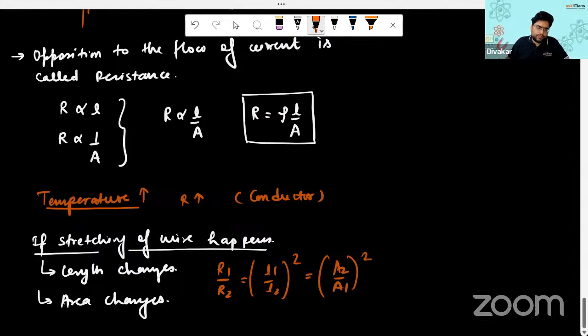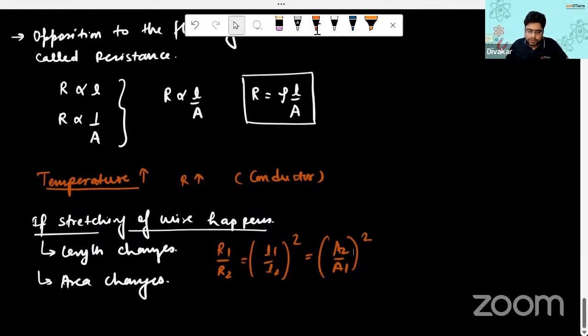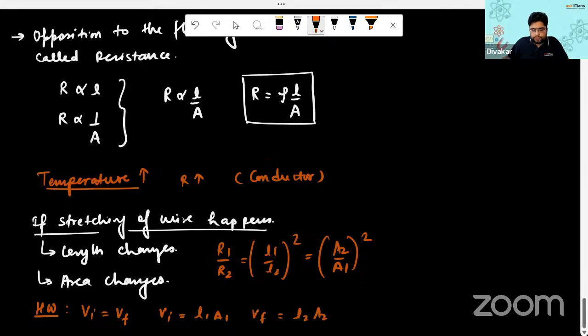Now this is homework for you, and if you get the result for this, please tell me in the comment section. The homework is you'll have to prove the above on the basis of initial volume being equal to final volume, where initial volume is L1A1 and final volume is L2A2. Because the total volume will remain the same for the substance. You're not changing the substance, you're just changing its dimension.